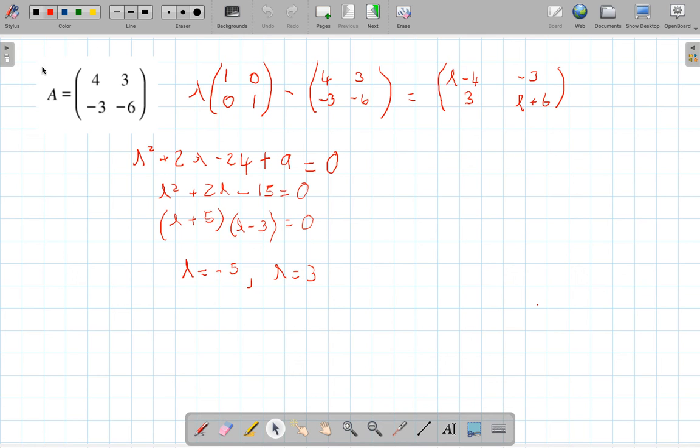We have a matrix here: 4, 3, minus 3, minus 6. We've been through the process of finding the eigenvalues for it, which were negative 5 and 3. And now what we're going to do is find the eigenvectors.